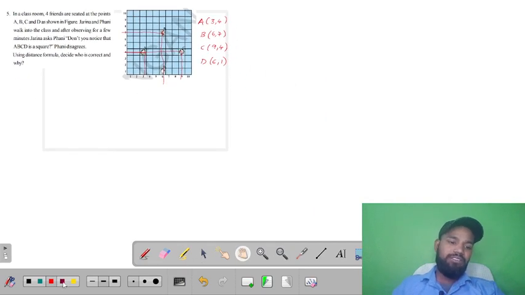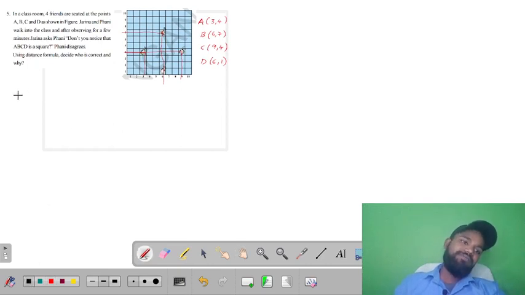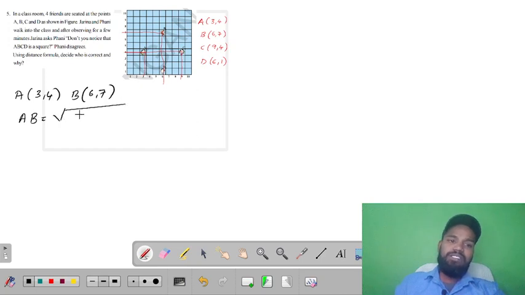So first one, I am going to find the distance between AB. What is point A? A is (3, 4), and what is B here? B equals (6, 7). So now finding the distance between AB. What is the formula for the distance formula? That is the square root of (x2 minus x1) whole square plus (y2 minus y1) whole square.